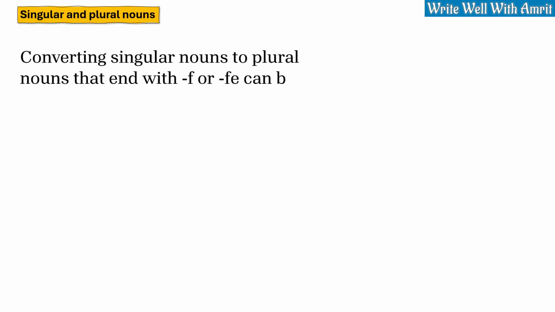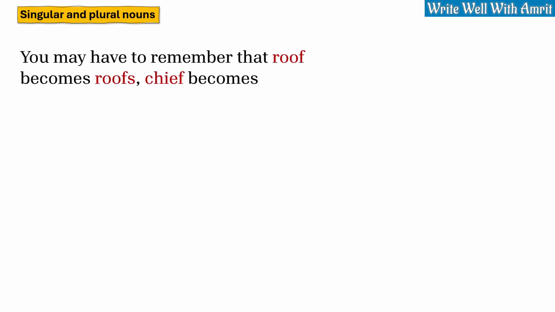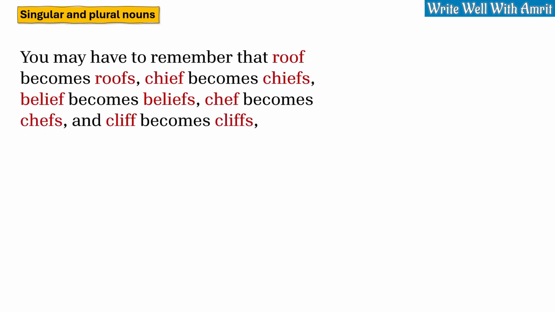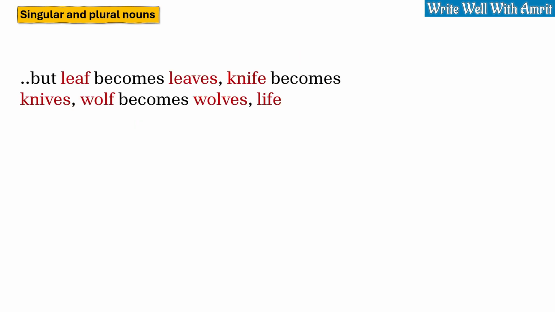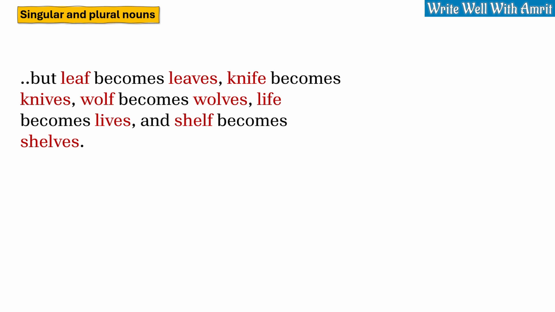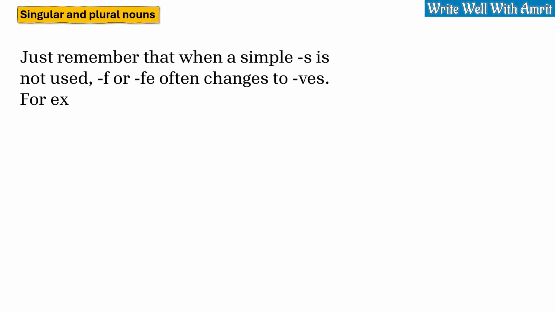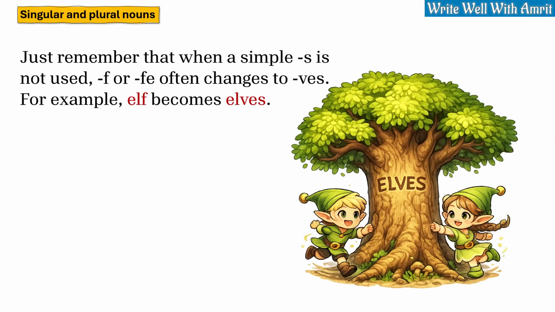Converting singular nouns to plural nouns that end with an f or fe can be tricky sometimes. There is no particular rule. You may just have to remember that roof becomes roofs, chief becomes chiefs, belief becomes beliefs, chef becomes chefs, and cliff becomes cliffs. But at the same time, leaf becomes leaves, knife becomes knives, wolf becomes wolves, life becomes lives, and shelf becomes shelves. Just remember that when a simple s is not being added, f or fe is often replaced with ves. For example, elf becomes elves.